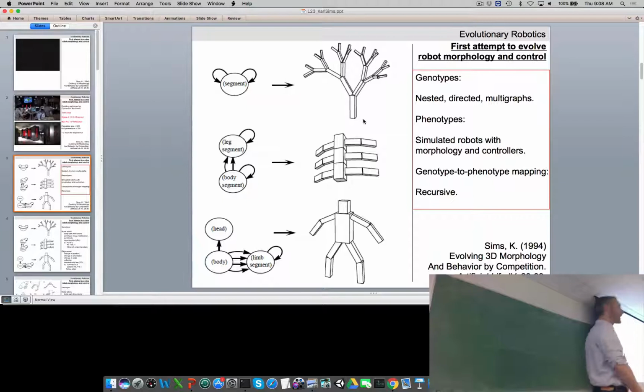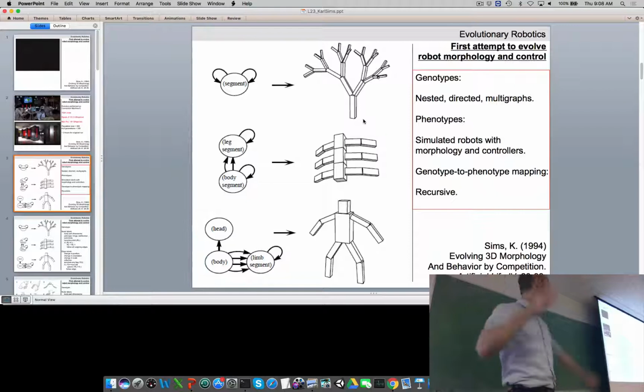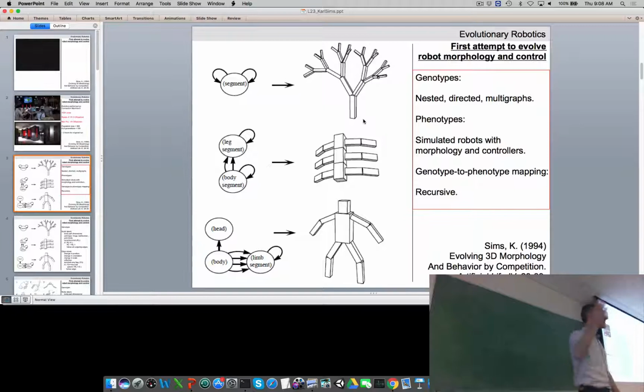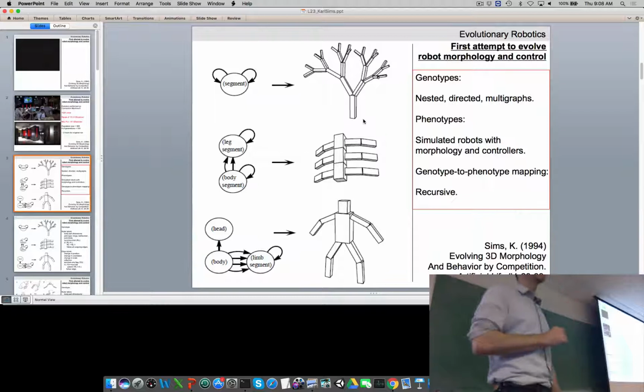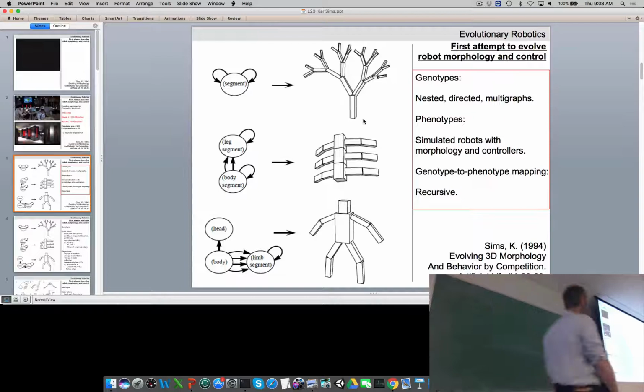So genotype to phenotype mapping, just to remind you, is this process by which we take an abstract data type, data structure, in this case, these multigraphs, and use it to construct our robot. One of the reasons why, as you'll have noticed in a lot of Sims's creatures, you get a lot of repeated patterns and symmetries is because this particular mapping is recursive. It tends to add structures in similar ways. And you can sort of get a feel for how this works, especially by looking at this top row here. So each node in the genotype encodes information for creating a single object. So when you visit a node, you construct that object.